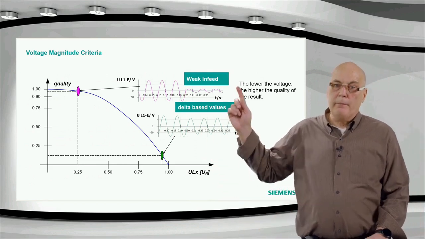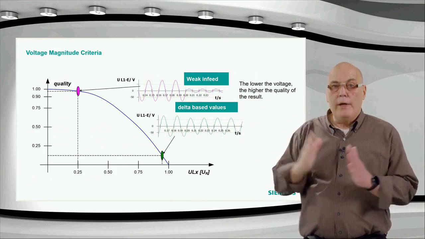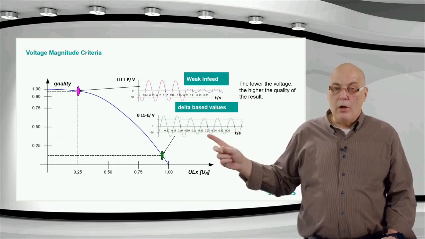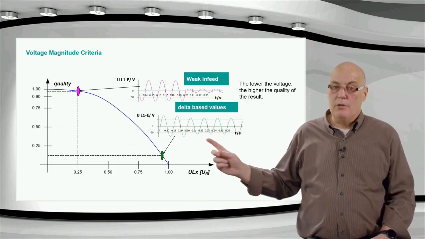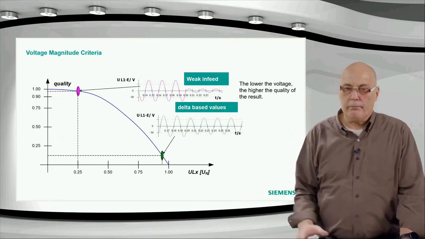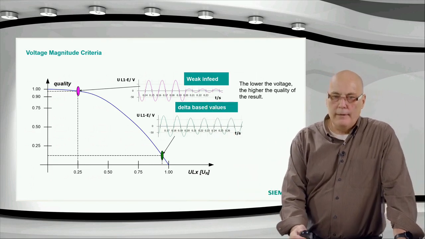And this would happen during a weak in-feed. Remember, if you have a weak in-feed, then you have a severe voltage drop. Okay, if you have a strong in-feed and it's a little bit of a remote fault and so on, you could have a smaller voltage drop. So you can see this is an interesting technique.